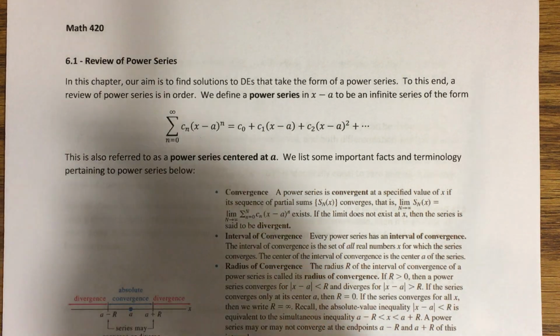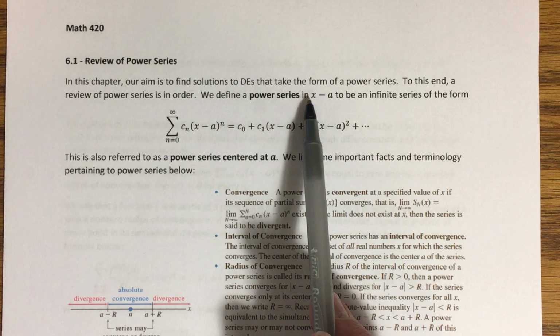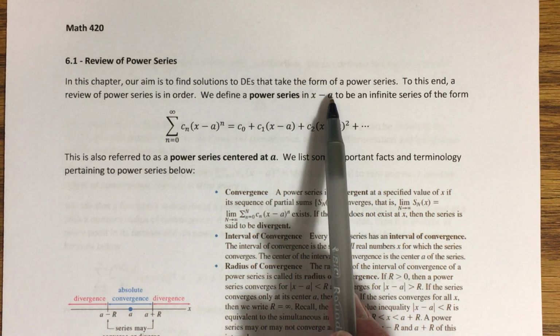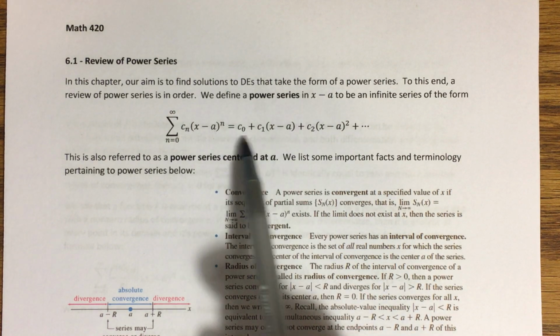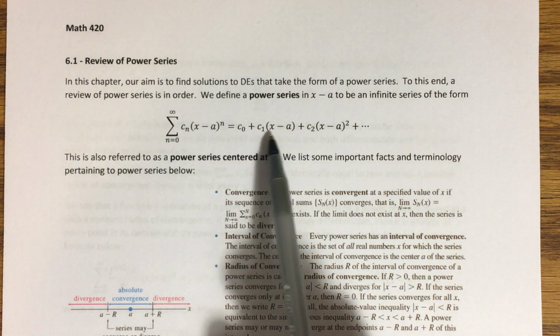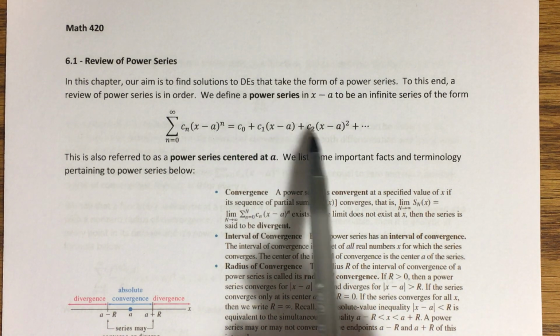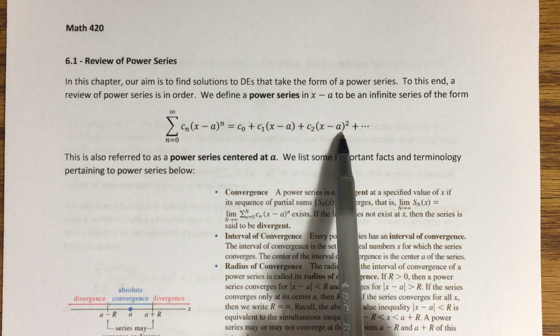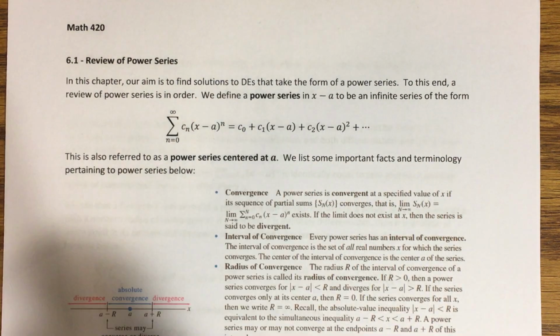So very quickly, let's review what a power series is. We define a power series in x minus a, where a is some constant, to be this. It's an infinite series that has this form. It basically looks like a polynomial of infinite degree: a constant plus some coefficient times x minus a, plus another coefficient times x minus a squared, plus another coefficient times x minus a cubed, and on infinitely.